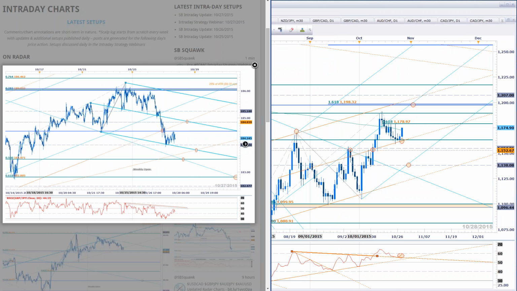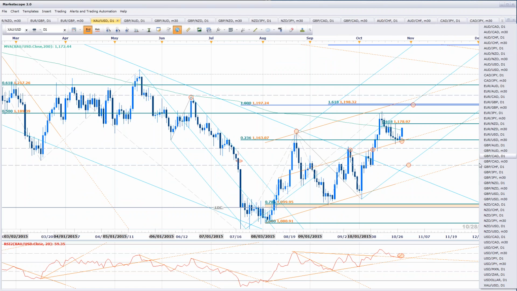Here's what sterling yen looked like yesterday. You didn't get any plays on it, but I just do want to highlight the setup because it's still a primary focus for me, specifically, like I said, with all the sterling or the yen rather event risk that's on tap. This might be a decent pair to play.